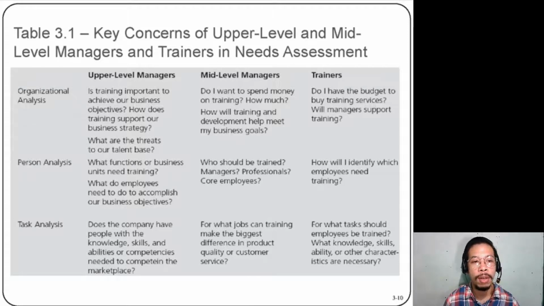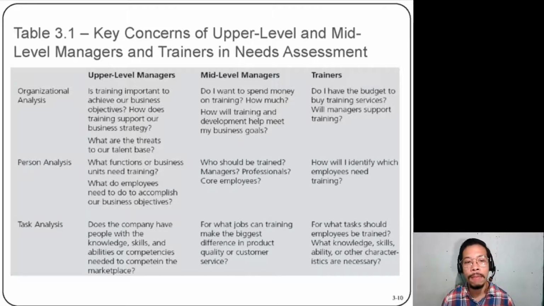So we have here organizational, person, and task analysis. And we have also three columns. So we have the upper level, mid-level, and the trainers. So we have here different perspectives and different lenses in viewing specific analysis.